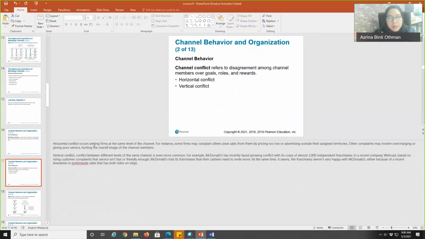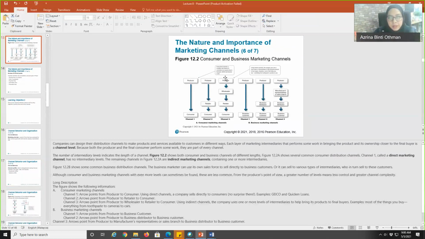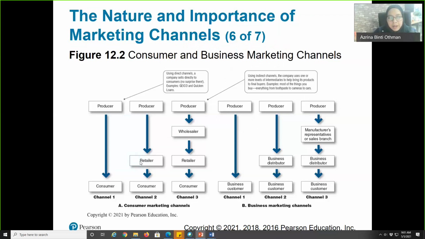Horizontal conflict occurs among firms at the same level of channel. So conflict, disagreement, berlaku among firms, organizations that are at the same level of channel. For example, like this one. Okay, kalau kat sini, biasanya horizontal ni dia melintang lah. Horizontal kan melintang. So conflict tu berlaku antara, for example, retailer with wholesaler, retailer with retailer, producer with other producer. So this is what we call horizontal conflict.